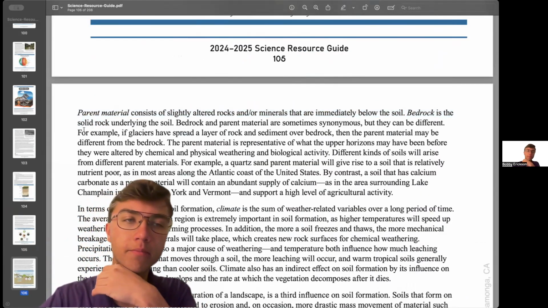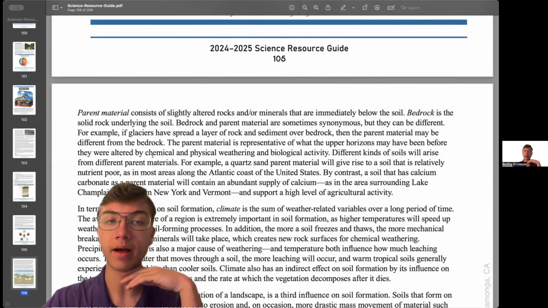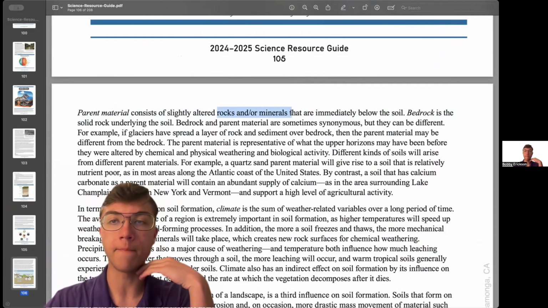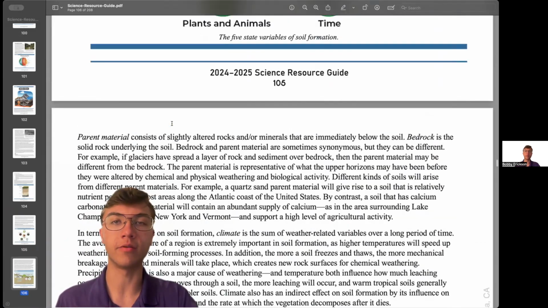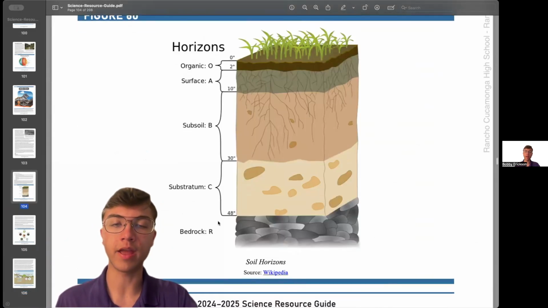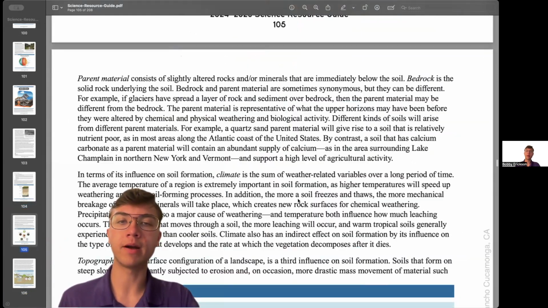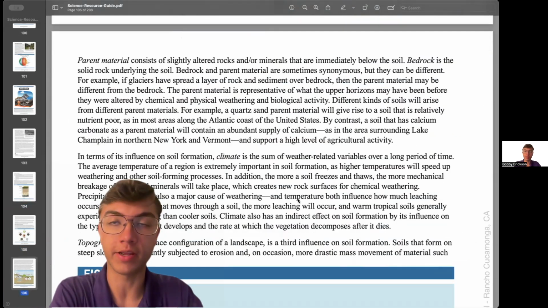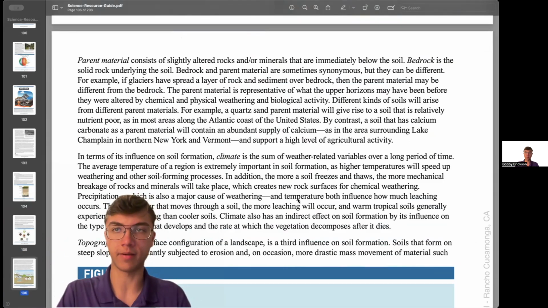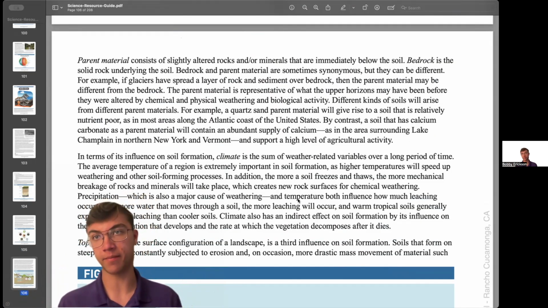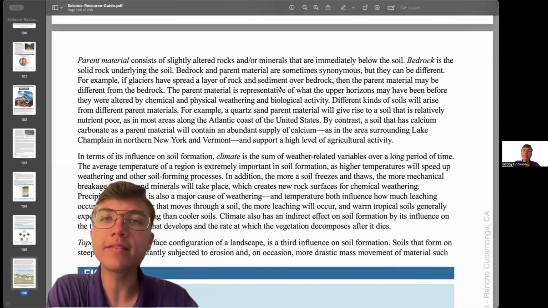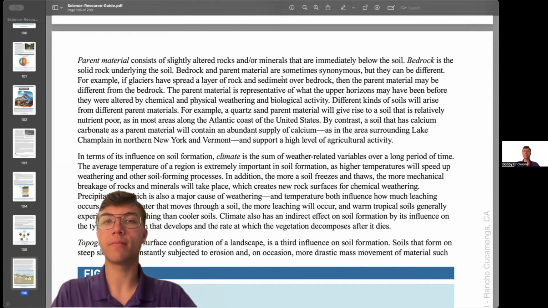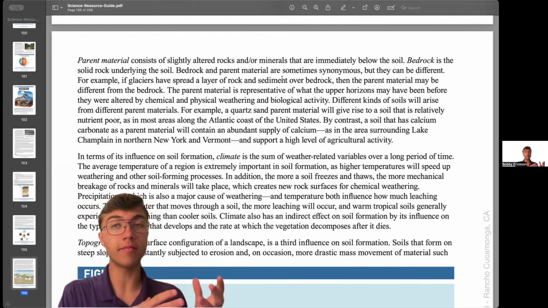So, parent material is usually made up of the rocks and minerals immediately below the soil. So, bedrock is the solid rock underlying the soil. We saw it up here. It's below the 48 inches mark, and if you've played Minecraft, this is probably very easy to remember because, well, bedrock is unbreakable. It's all that very hard rock at the bottom. Now, in real life, bedrock isn't actually unbreakable. I know, crazy. But we can see that the bedrock and parent material can be synonymous or different.